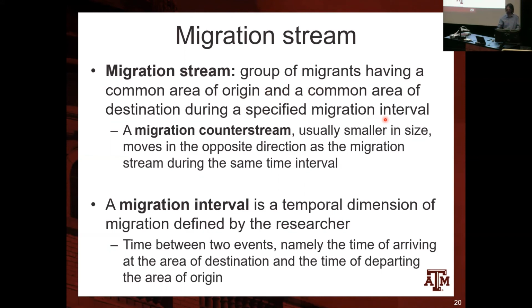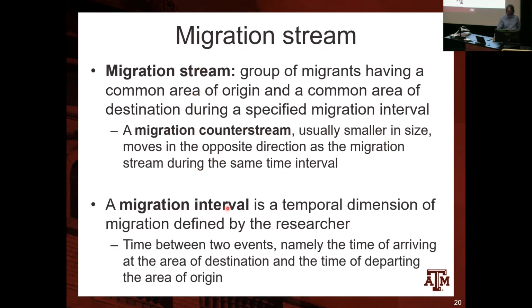And the counterstream is usually smaller in size, and it's just looking at the opposite way. We usually hear more about that in international migration. For example, we hear about migration from Latin America to the US, but we also have migration from the US to Latin America as the counterstream, and overall, it's smaller in size.